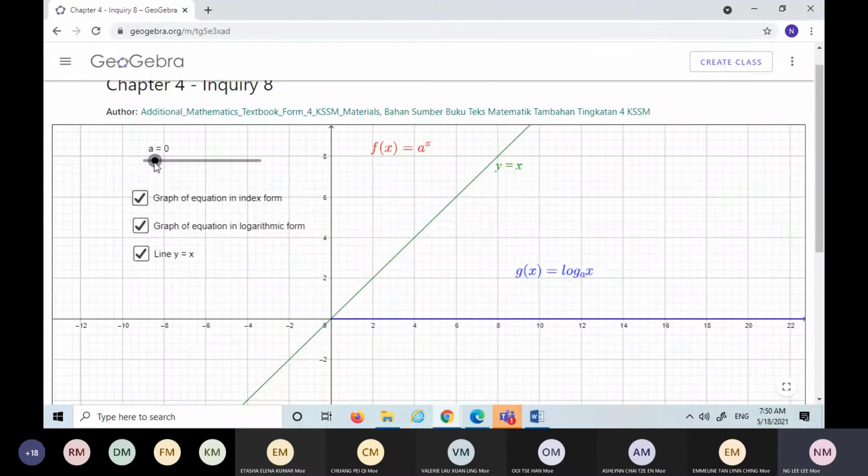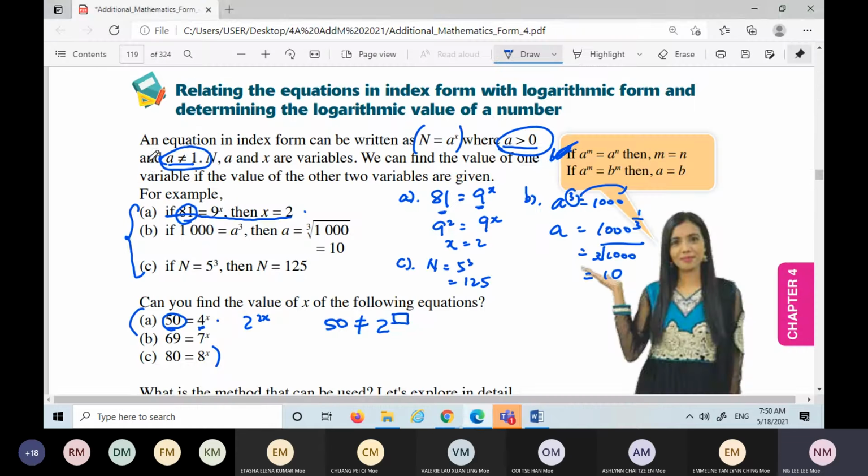How about negative values? With negative values, you see the blue and the red, can't see anything. This is why we define it in this way. A, we don't take equal to 1, and A also we have to take greater than 0. So this one I prove through the graph.